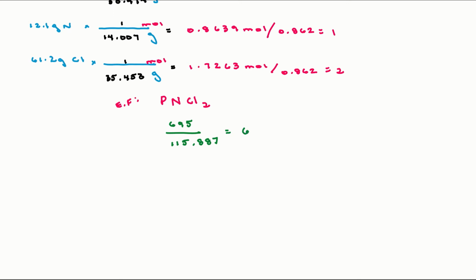Keep in mind, when I do this division, I should be getting a whole number, and if I'm not, then I probably did something wrong in my problem. Okay? So this is going to be my multiplier. So instead of P1 for my molecular formula, it's going to be P6, N6, because I multiply 1 by 6, and then Cl12. Okay, so that is my empirical and my molecular formulas.